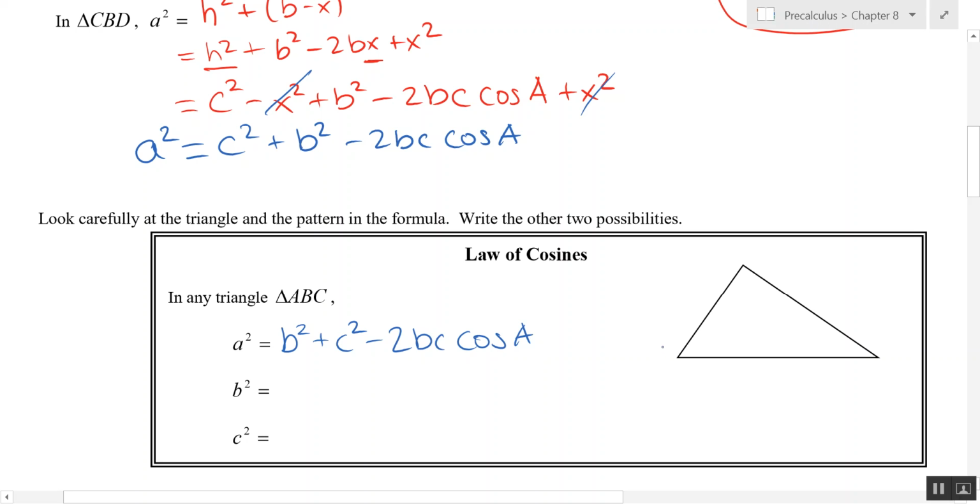Now let's label this triangle down here. I'm going to say this is angle A. Opposite angle A would be side a. Angle B up top. Opposite angle B would be side b. And angle C and side c respectively.